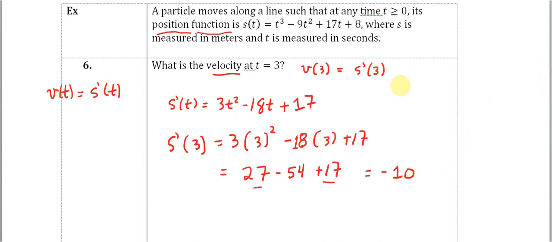The units are also important here. The position is measured in meters and time is measured in seconds. Velocity is a rate, change in position over change in time, so our units here are meters per second. So negative 10 meters per second. This also means that the particle is moving to the left at this point in time when t is equal to 3 seconds.